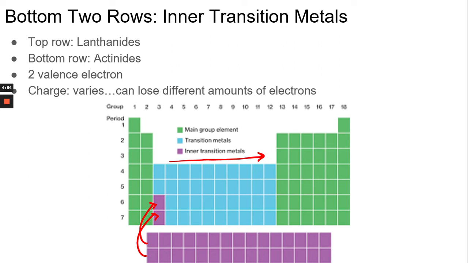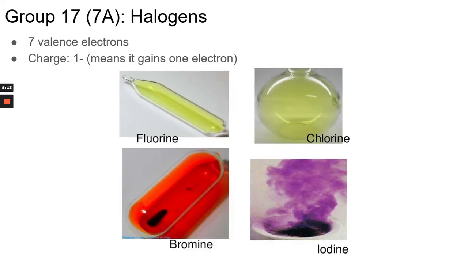The top row of the bottom is called the lanthanides because they go back in next to the element lanthanum. The bottom row is called the actinides because they go back into the periodic table next to the element actinium. They all have 2 valence electrons, but just like the transition metals, they can lose different amounts of electrons.